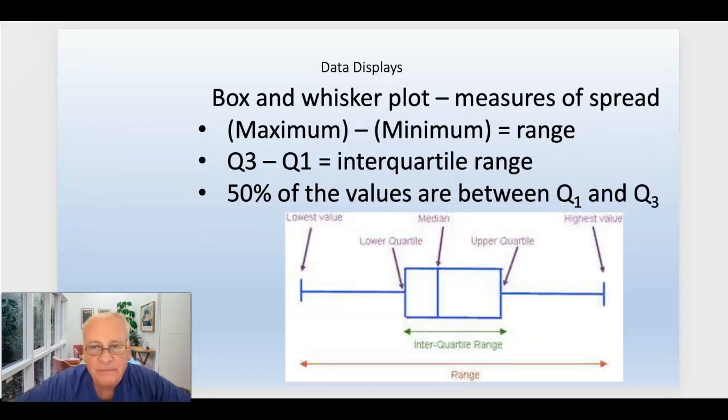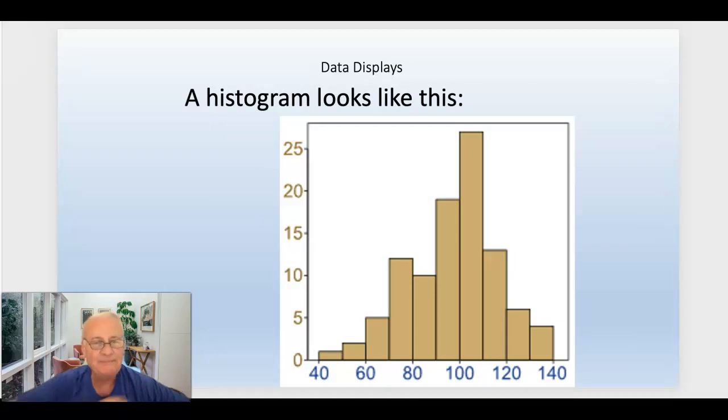The box and whisker plot gives you 2 different measures of spread. It gives you the range, which is the maximum minus the minimum, and the interquartile range, where 50% of the data is inside that box. It's the third quartile minus the first quartile. Remember, Q3 is the middle of the upper half, and Q1, the lower quartile, is the middle of the lower half. 50% of the data is inside that box. That's called the interquartile range, and we talked about that.